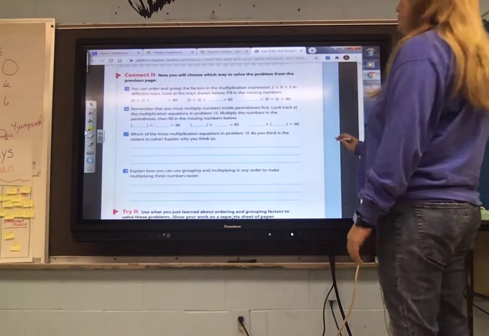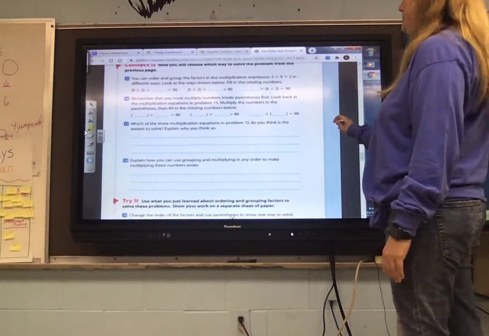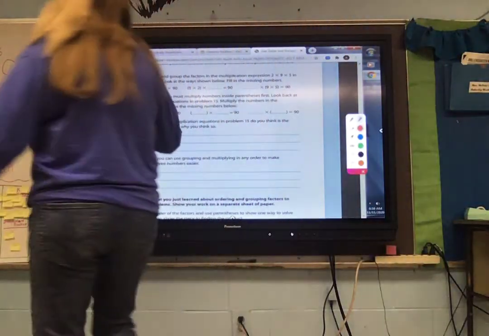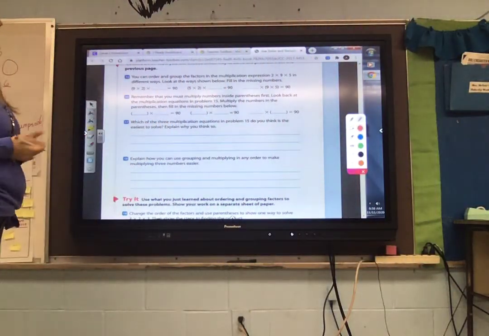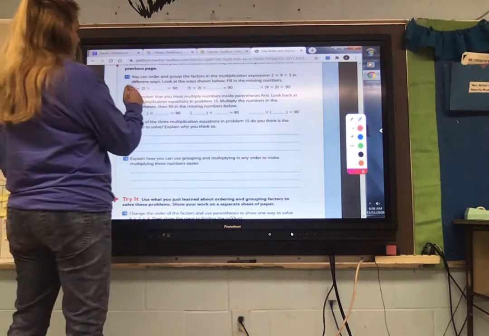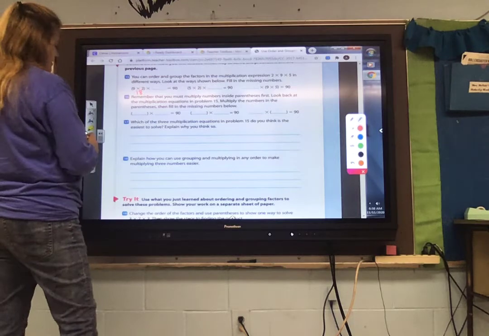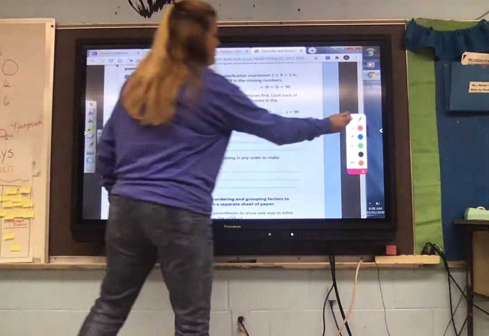All right, let's work page 15 together. It says you'll choose which way to solve the problem from the previous page, okay? So let's look. They've got 9 times 2 in parentheses. That tells me I need to do that first. So 9 times 2 would give me 18. What number is missing from the previous? Let's look back and see.